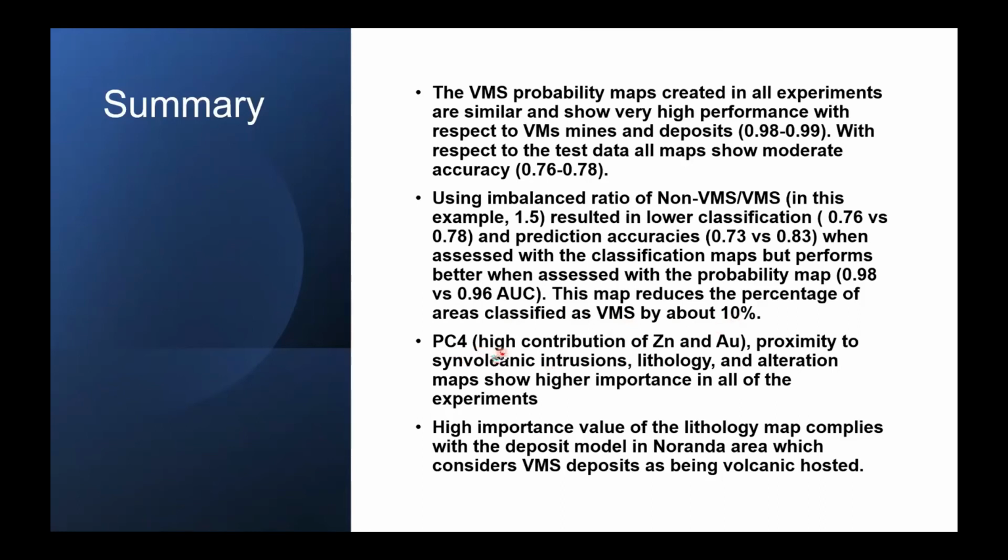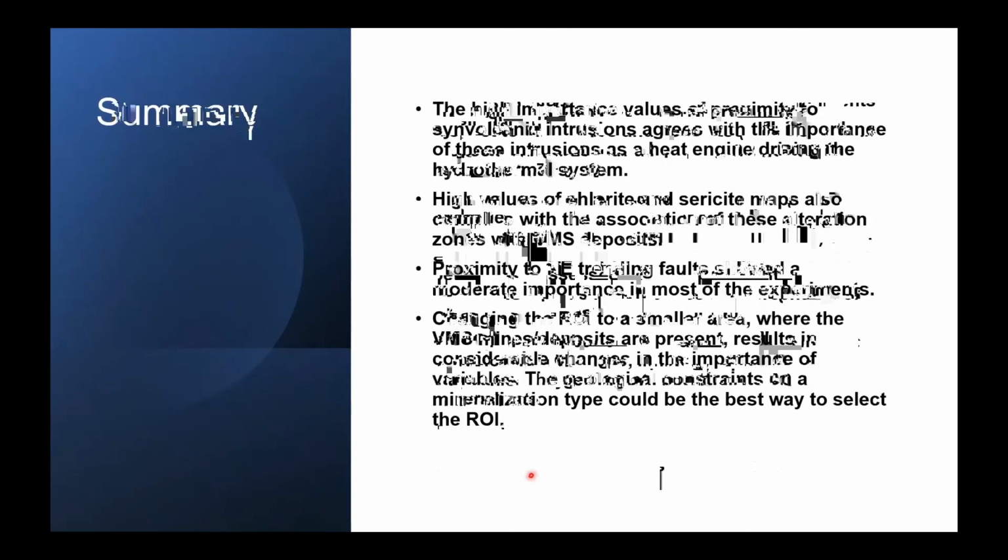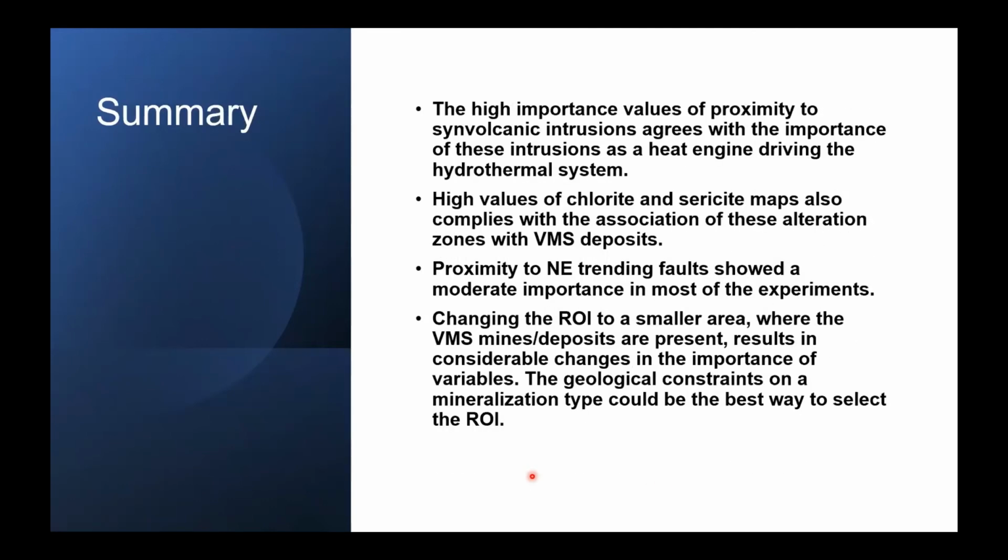PC4, which accounts for the high contribution of lead and gold, proximity to volcanic intrusions, lithology, and alteration maps show high importance in all of the experiments. The high importance value of the lithology map complies with the deposit model in Pouran, which considers VMS deposits as being volcanic hosted. The high importance values of proximity to volcanic intrusions agree with the importance of these intrusions as a heat engine driving the hydrothermal system. High values of chlorite and sericite maps also comply with the association of these alteration zones with VMS deposits.